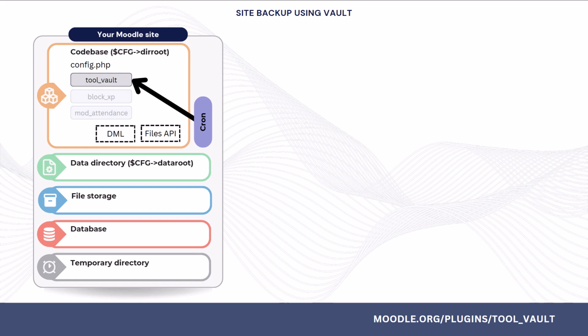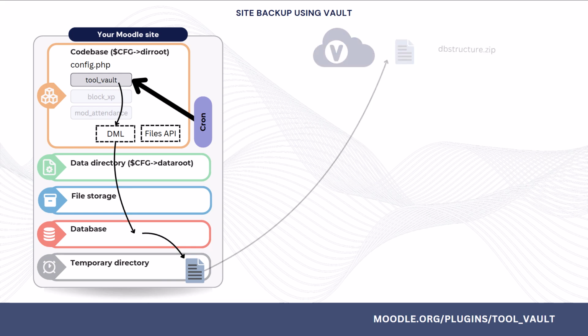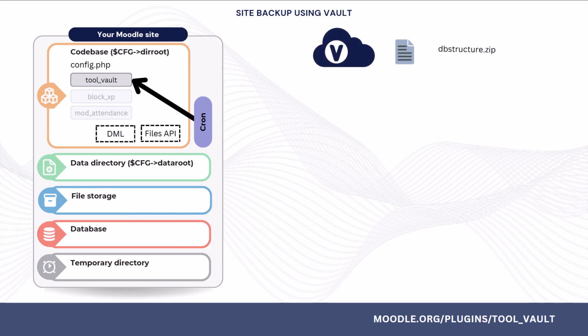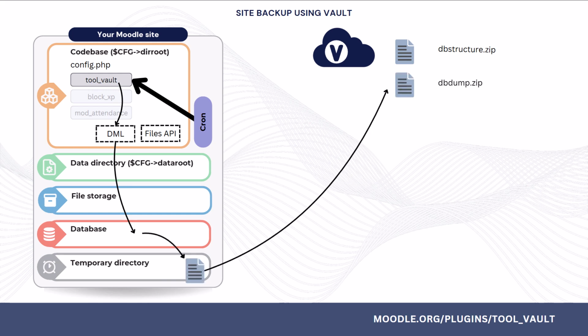First, Vault reads the structure of your database using Moodle's Data Definition Language API. It saves this information in Moodle XML format. It also adds essential details about your site, like the list of installed plugins and their versions, and uploads this metadata to the cloud. Next, Vault reads the data from each database table one by one. It archives the data and uploads it to the cloud. If your database is very large, Vault splits the data into several archives to keep the temporary storage usage low and the individual archive sizes manageable.